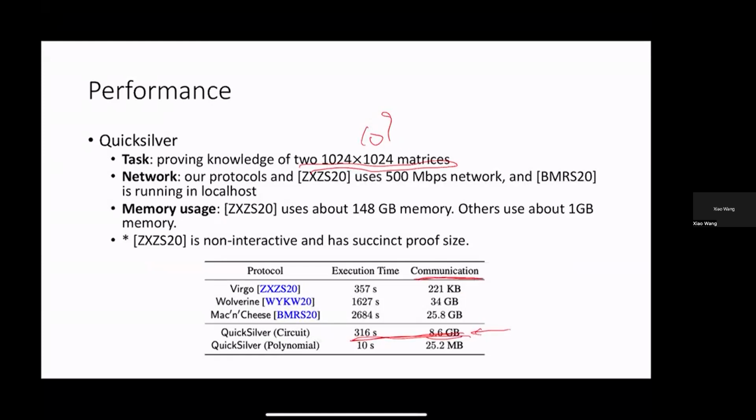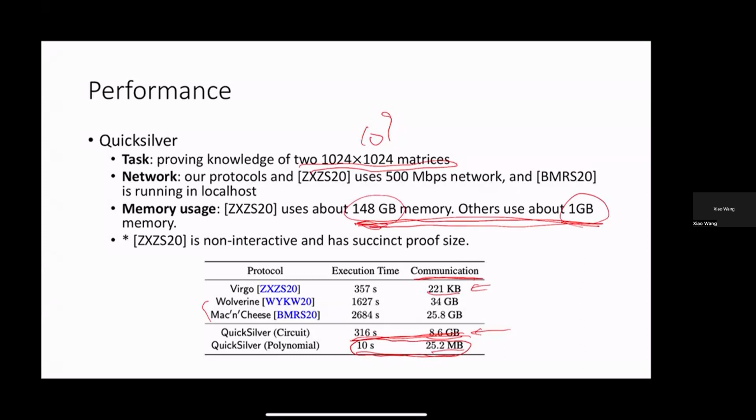But actually there is an optimization which allows you to do matrix multiplication even faster, with even better communication. I didn't mention them, but this is non-interactive and succinct. So our proof size is not as good, but we can compute much faster, and we can use much less memory to compute the same task. We just need 1 GB, while if we use the non-interactive ones with small communication, that would need hundreds of gigabytes of memory.